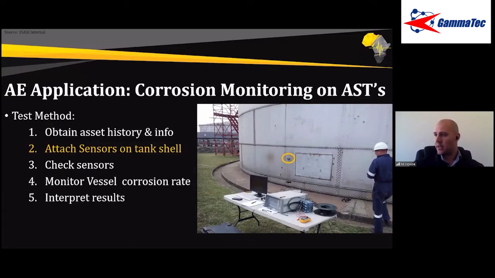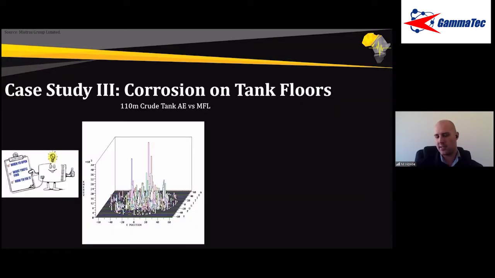Moving on to the method, we would obtain the history on the asset once again. We would then attach sensors to the tank shell. So even though we're looking at the tank floor in this case, because the generic failure factor of tank floors is 10 times higher than the rest of the tank, we attach the sensors to the shell and monitor the floor. This is due to the fact that the corrosion emissions travel from the floor through the product and hit the sensor over there. So we attach the sensors, check that they're functioning, monitor the vessel, and interpret results once again.